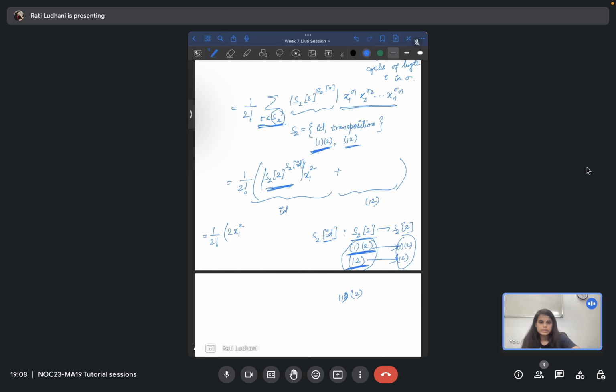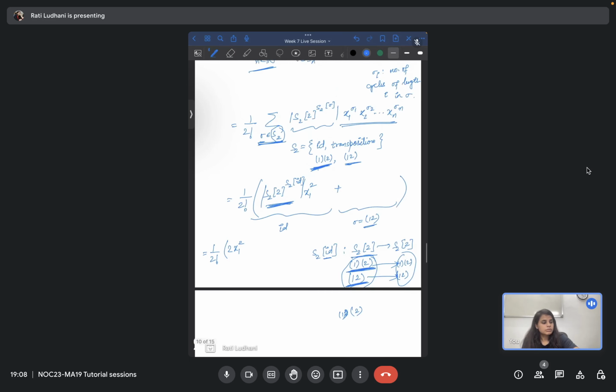Now let's calculate the second one. So for the second one, what is this? You have transposition 1 2. This is your sigma. Now sigma 1 is 0 because there is no one cycle now. You have just one 2 cycle. So you'll have x2 raised to power 1. Is that clear? There will be no other vector for this part.